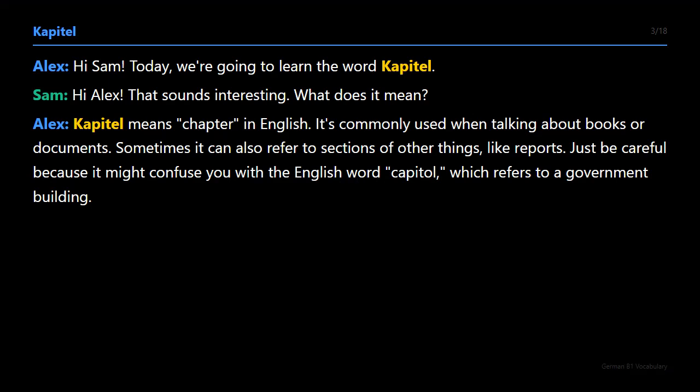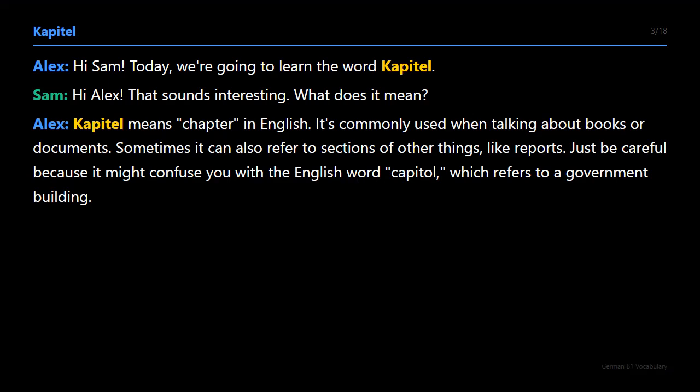Hi Alex. That sounds interesting. What does it mean? Kapitel means chapter in English. It's commonly used when talking about books or documents. Sometimes it can also refer to sections of other things, like reports. Just be careful because it might confuse you with the English word capital, which refers to a government building.